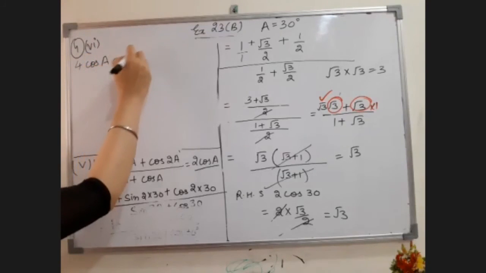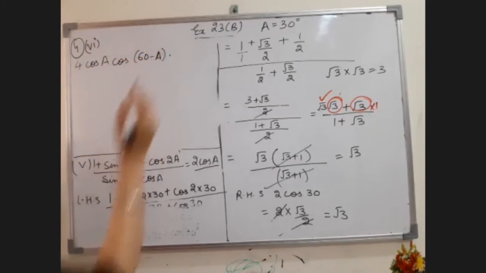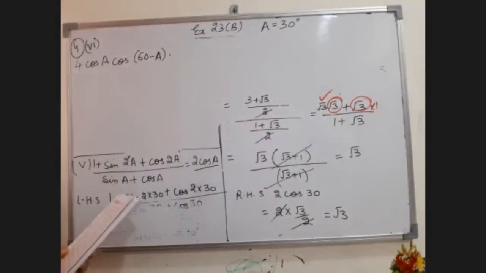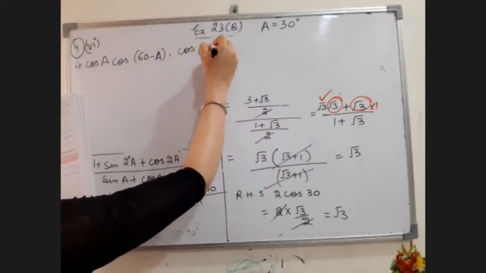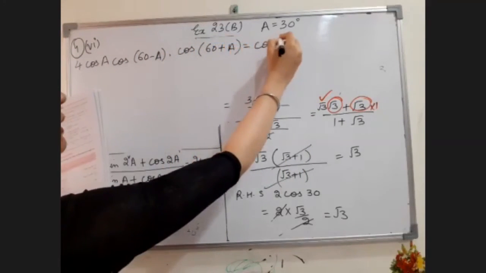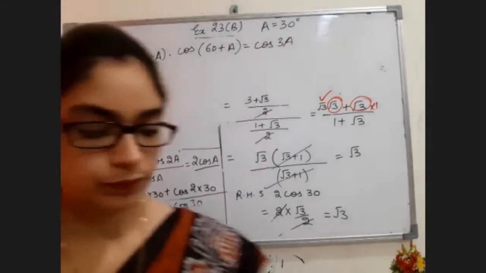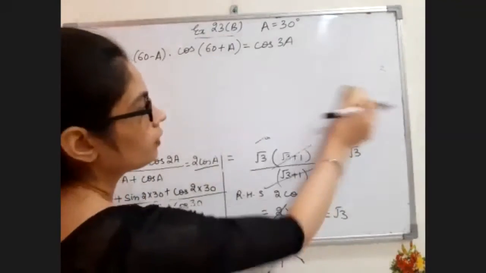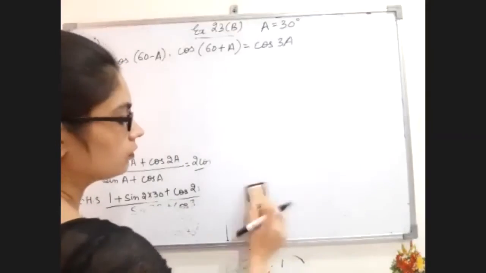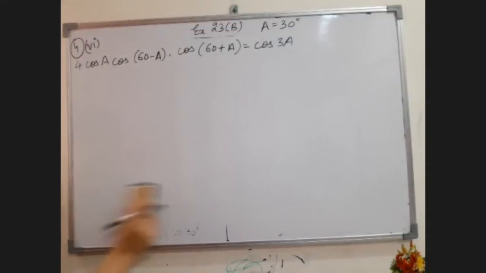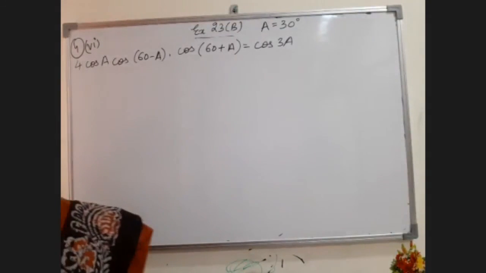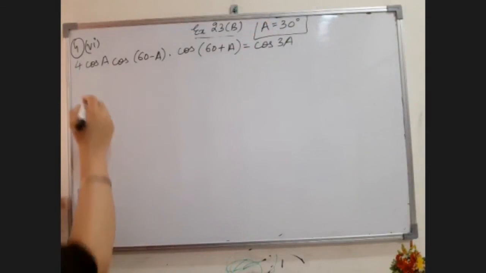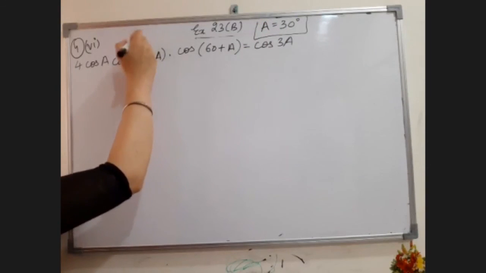4 cos A, cos 60 minus A into cos 60 plus A. Shall I write this thing? Cos 60 plus A is equal to cos 3A. Ma'am, it's like A minus B into A plus B. Yes, but here the value of A is given to us. So directly first of all, we just have to substitute the value of A. So the left hand side, we have to start first.